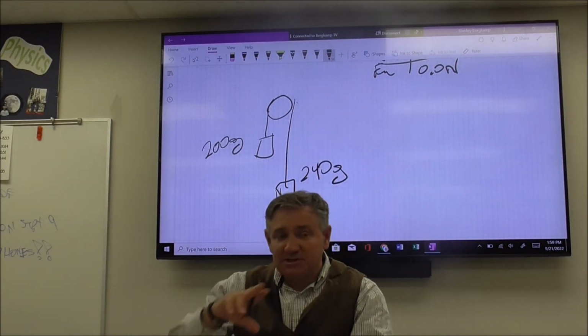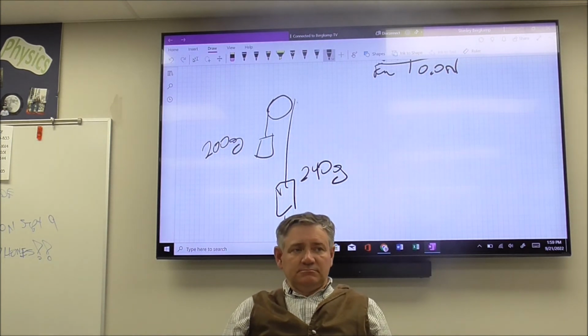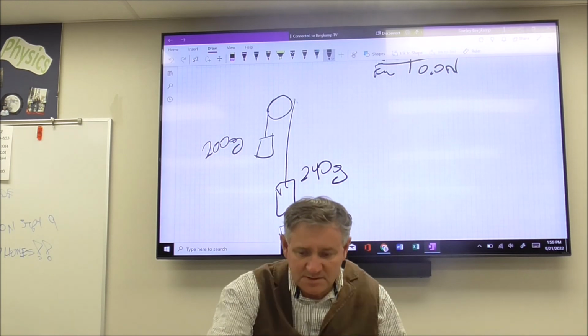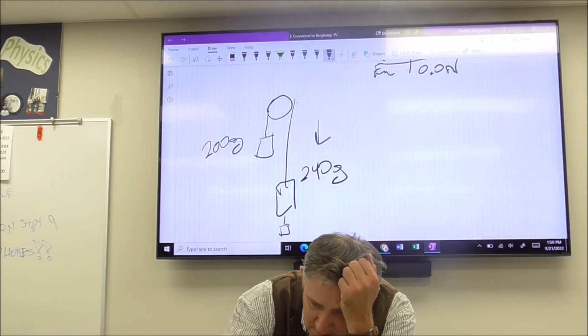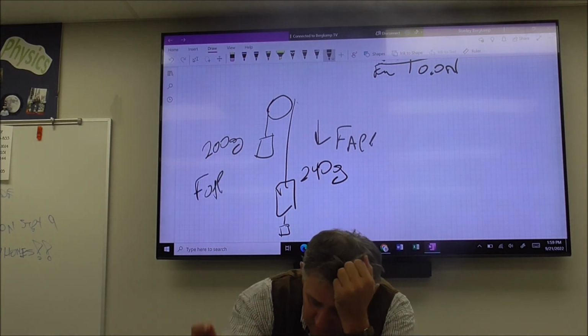so if it's an Atwood machine where you're going up over the pulley, I let go of that. Which direction is it going to go? 240 is going down all the time, right? Remember, we're going to call that the applied force. We're going to call this the opposing force.